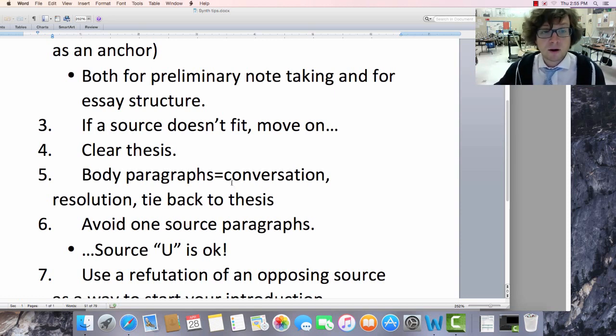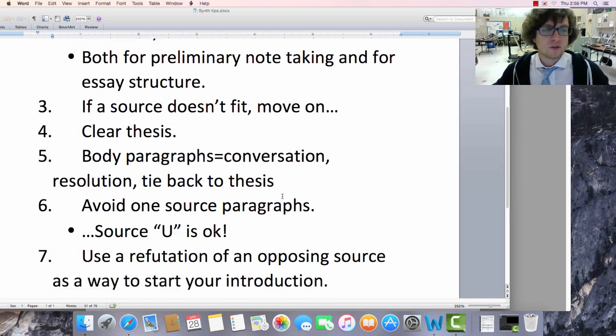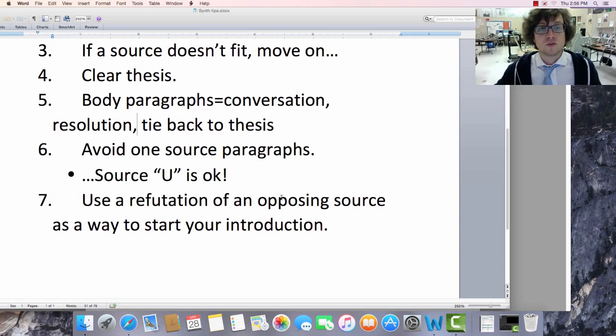I would say every body paragraph should start with a conversation between at least two of the sources, then a resolution phase where you say, okay, this is who's right and this is why, or this is what we can learn from this conversation. And then as the final sentence of your body paragraph, you tie it back to the thesis. You explain why it proves your thesis.